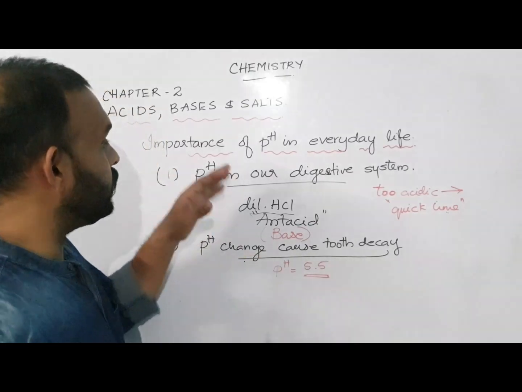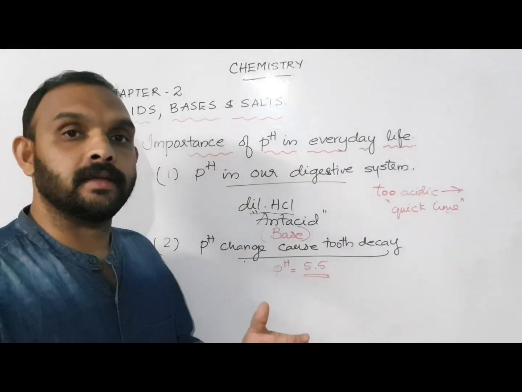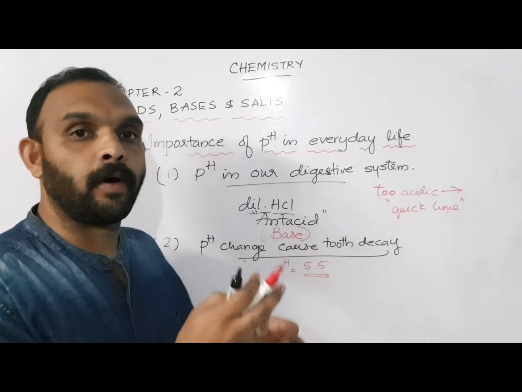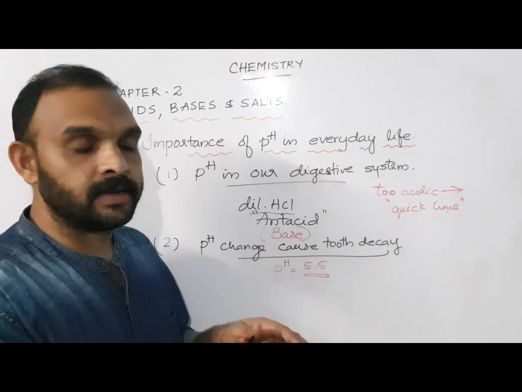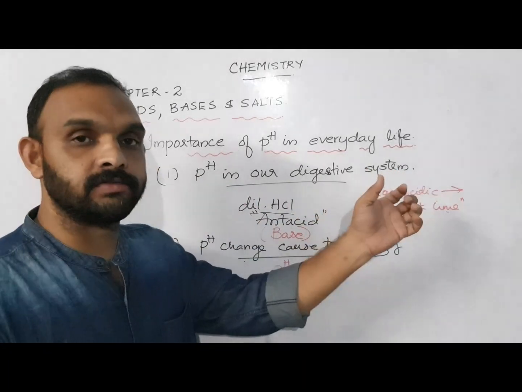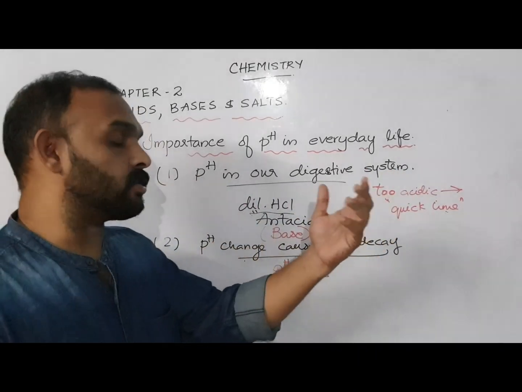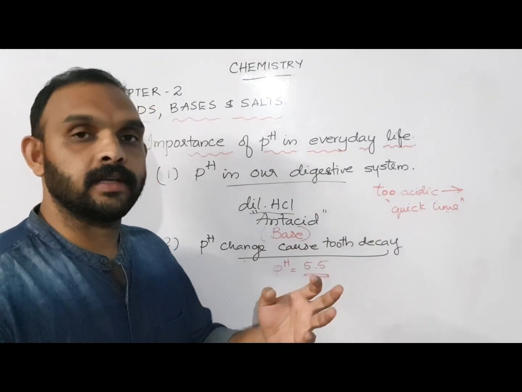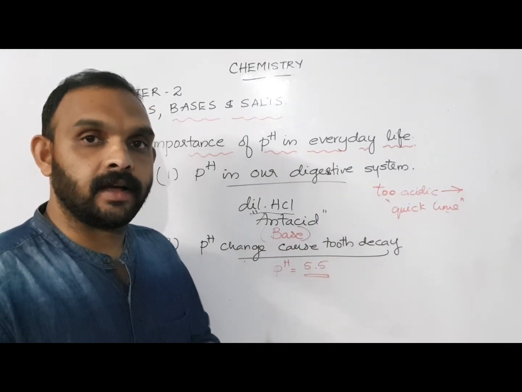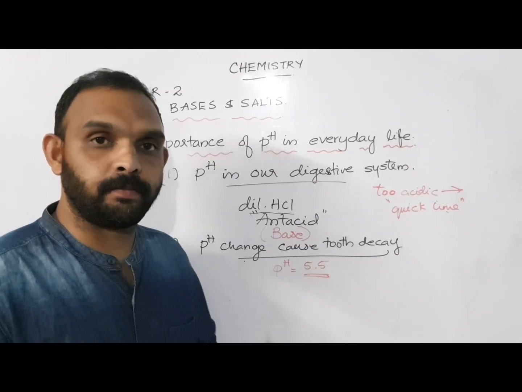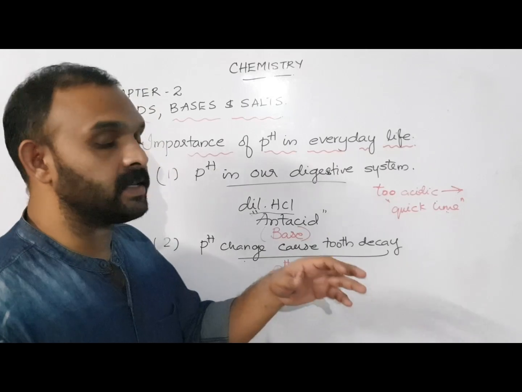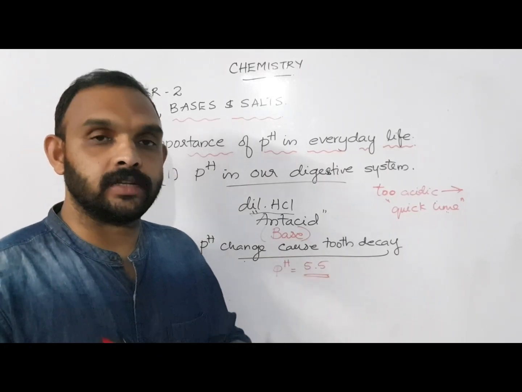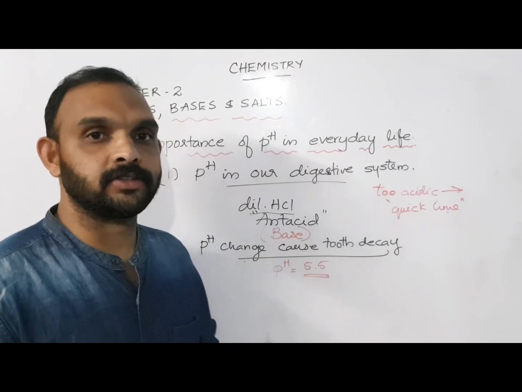So these four points, there are many more, but these four are the important points of pH in our everyday life. Let's rewind it. First one, pH in our digestive system. Second one, pH change causes tooth decay. Third, plants and animals take advantage of pH through chemical warfare. And fourth, plants and animals are pH sensitive. Is it clear, my students?